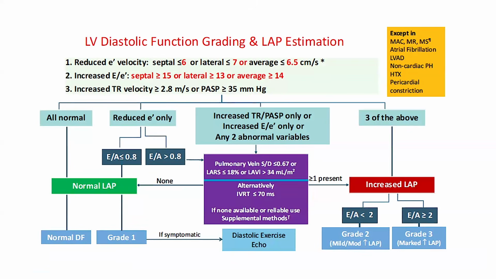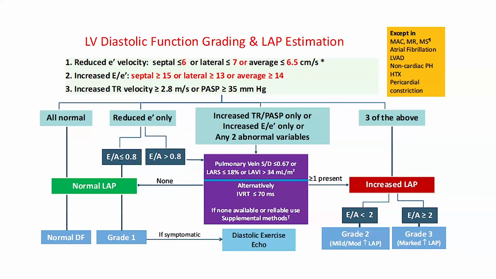Those being your E prime velocity, septal less than 6, or lateral less than 7, or an average of less than 6.5. Increased E over E prime ratio, or septal greater than 15, and lateral greater than 13, or average greater than 14, which again represents your left atrial pressure elevation, or your increasing TR velocity greater than 2.5, or when you can also assess your RAP, or pulmonary artery systolic pressure greater than 35, which again is a representation of increasing LA pressure.